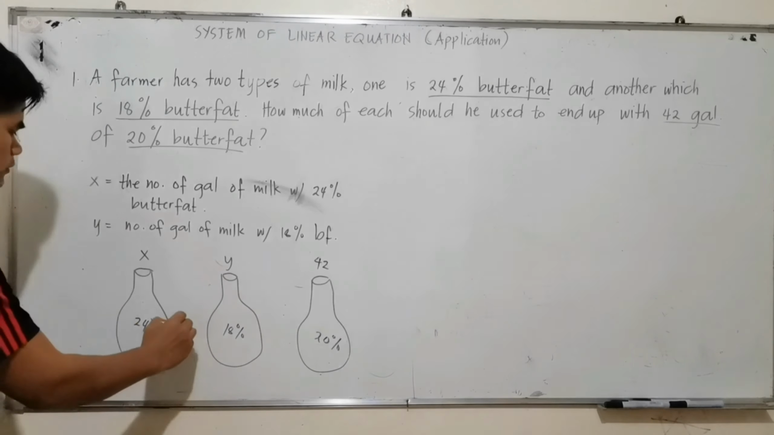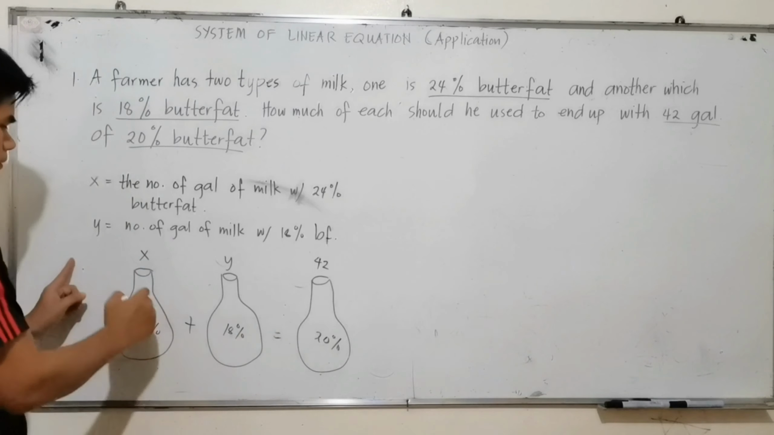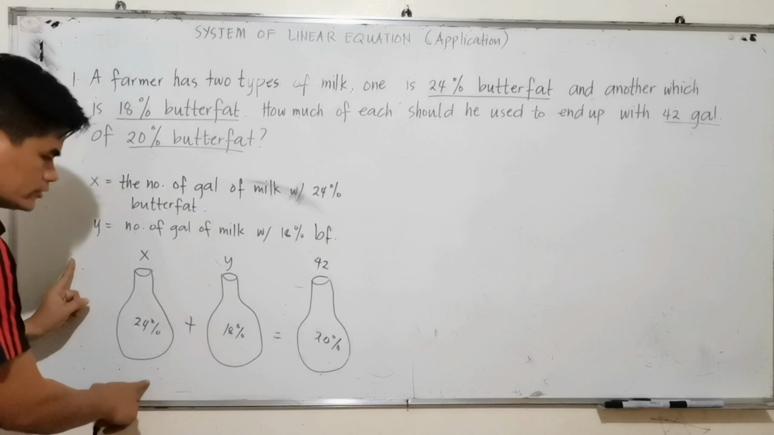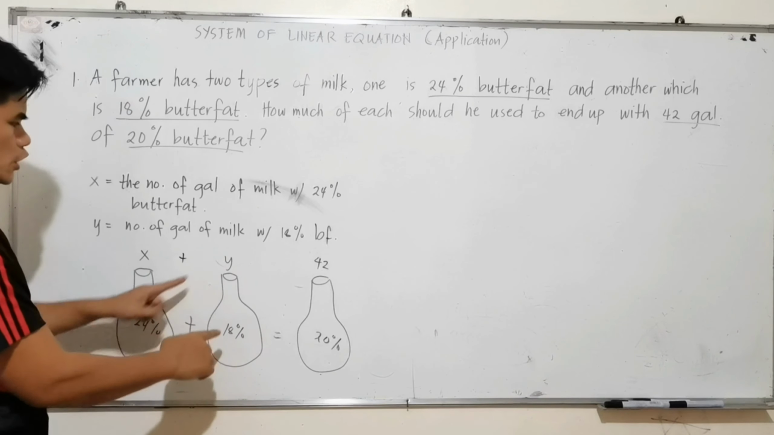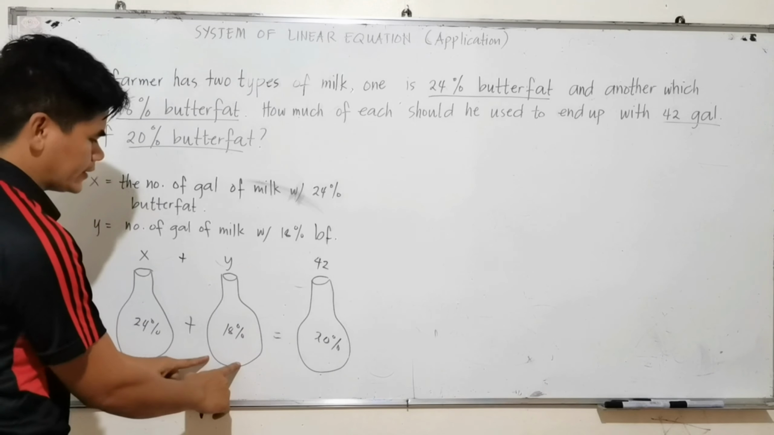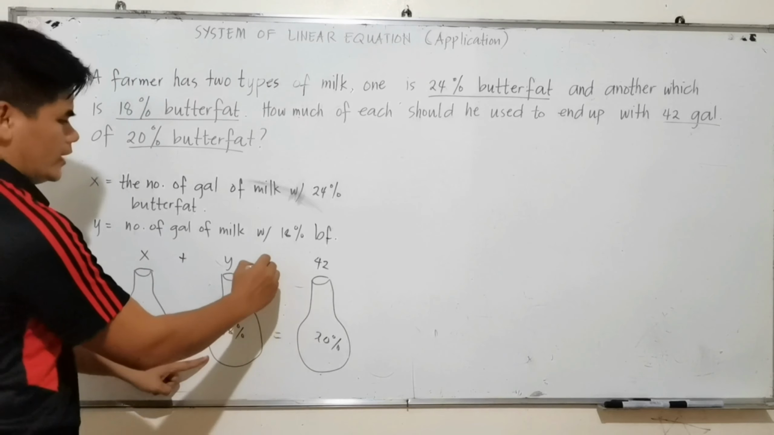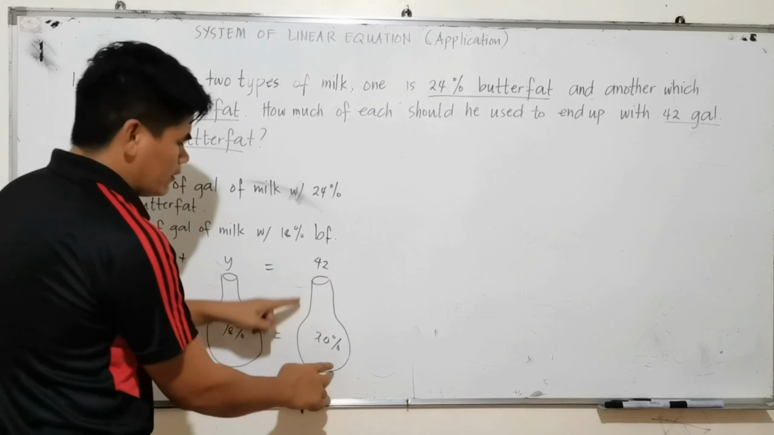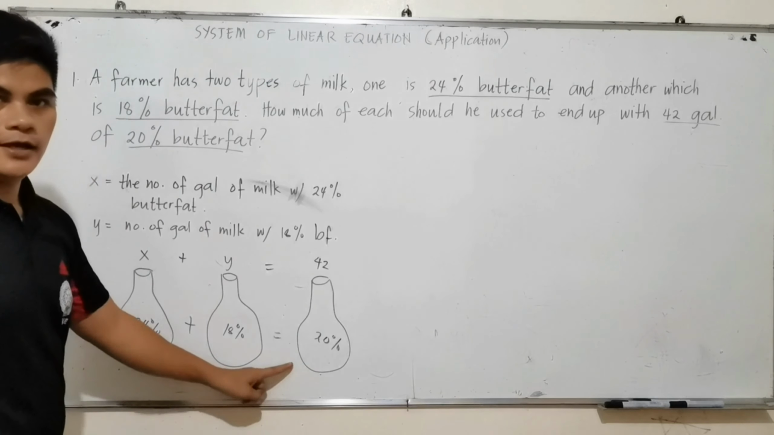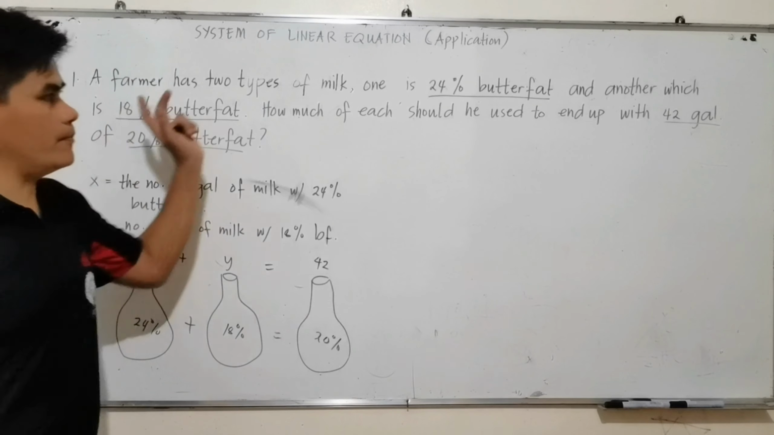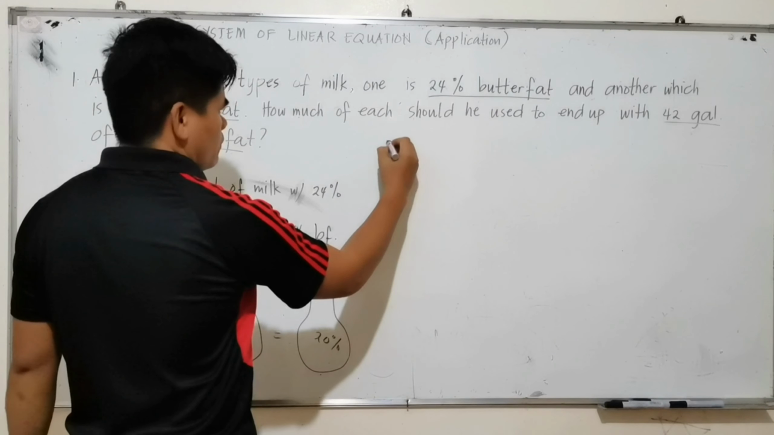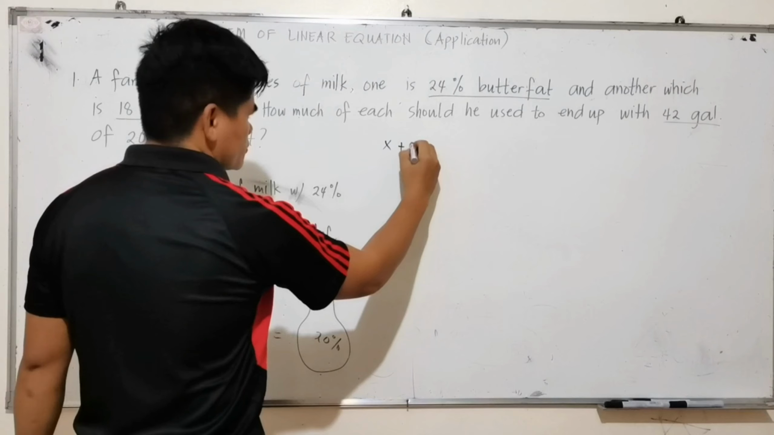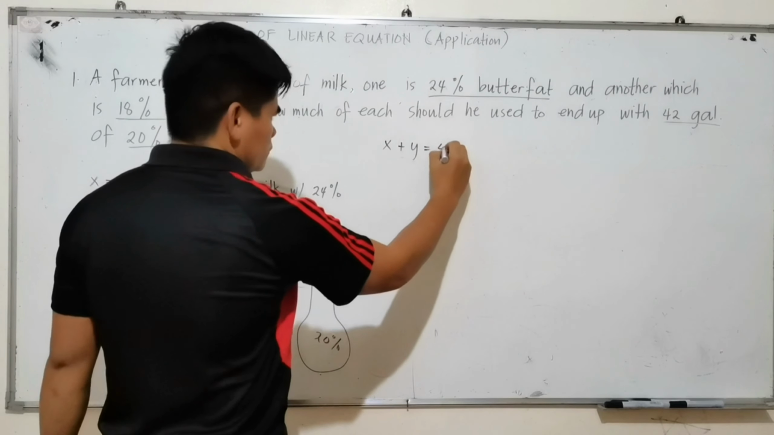So if we add, that will be X gallons of 24% butter fat plus Y gallons of 18% butter fat is equal to 42 gallons of 20% butter fat. This is what the problem is all about. So we come up with the first equation, which is X plus Y is equal to 42.